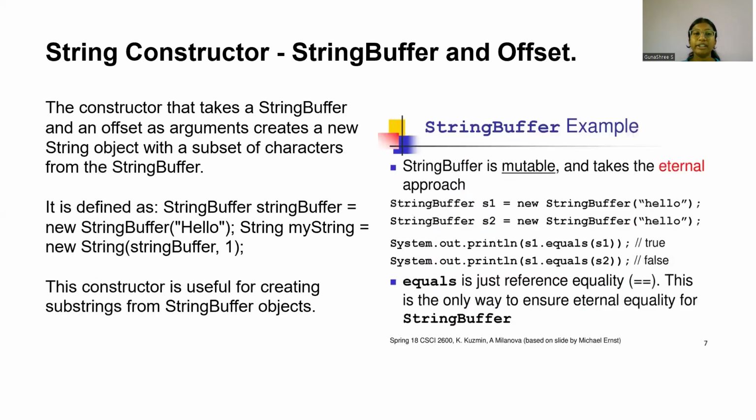Moving on to string buffer and offset. Here the constructor takes a string buffer and an offset as an argument. It will create new string objects with a subset of characters from the string buffer. Next, how it will be defined: StringBuffer will be equal to new StringBuffer("hello"). To call the function, String myString = new String(stringBuffer, 1). So the character present in the first position will be printed. So it is useful for creating substrings from string buffer objects.